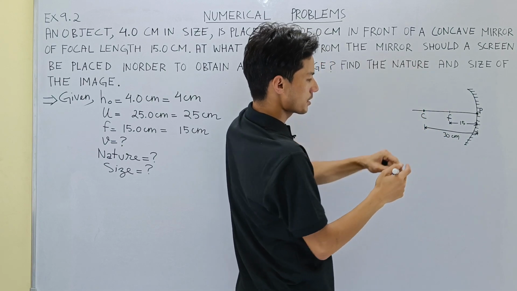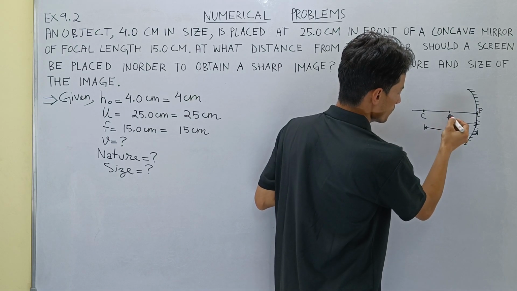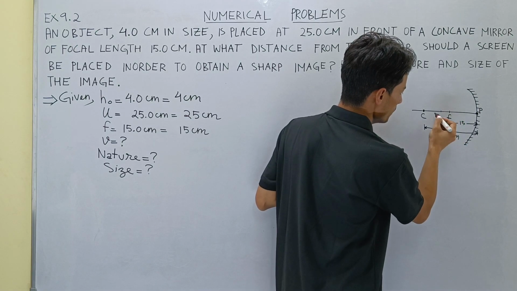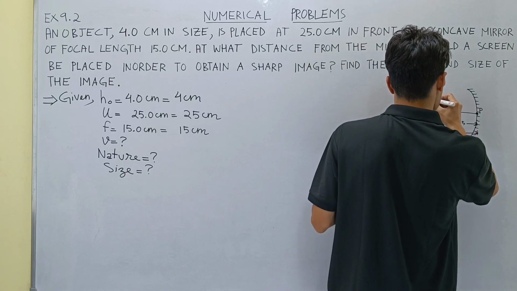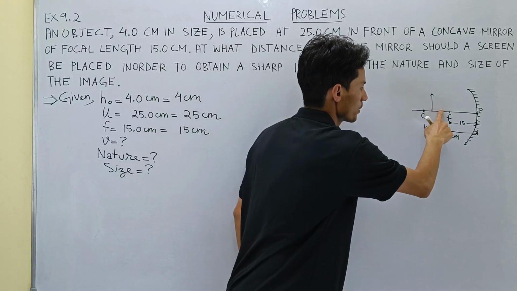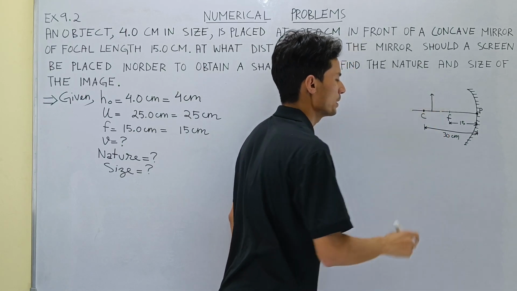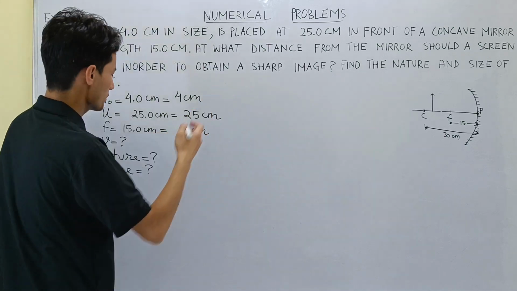Okay, so let us do something. This is 15, let's break it into 3 divisions: 15, let's say this is 20, 25, 30. So we will make the object stand here. So this is where the object will be. You can erase this one. Too many points will confuse us, so C and F and the object distance will do.